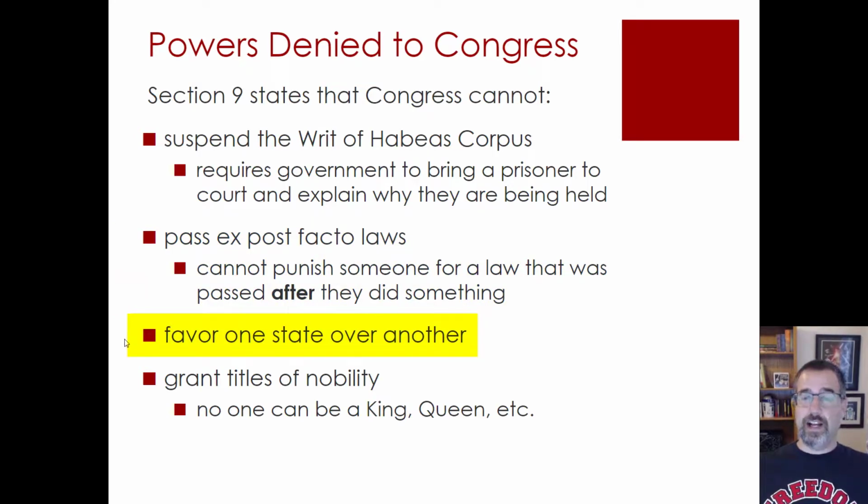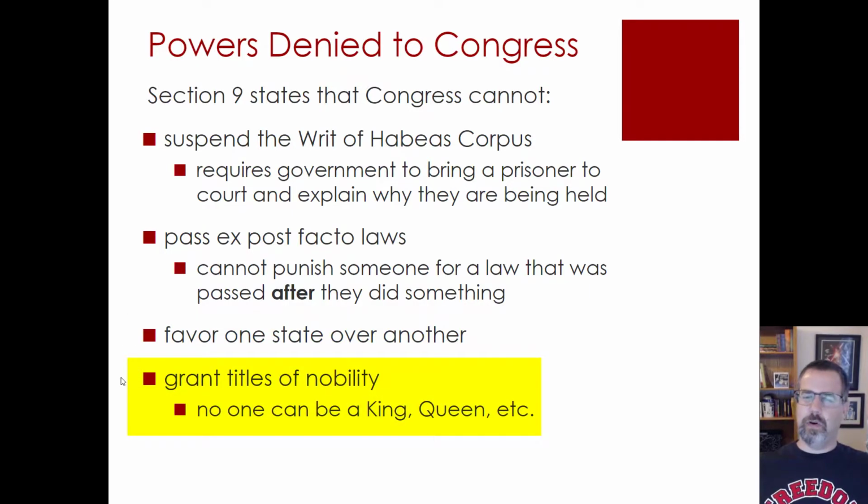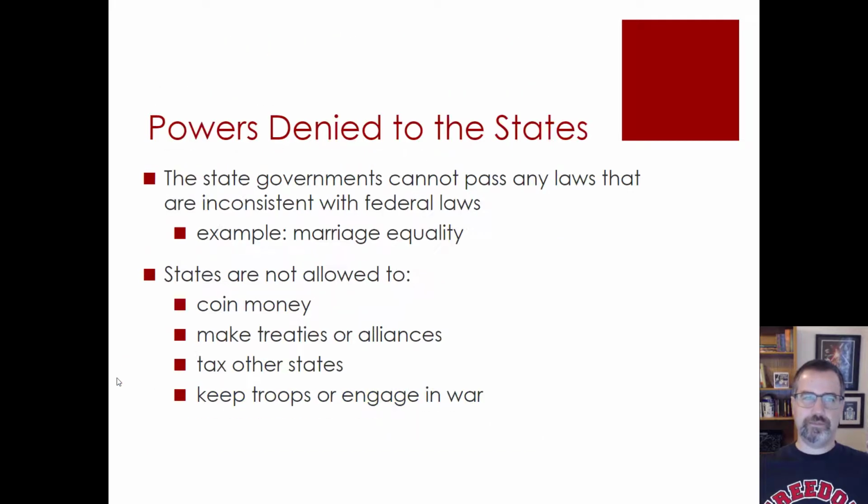The Congress cannot favor one state over the other, so they are to treat all the states equally. And then the last part, and this was more important during the colonial time period, remember we didn't want to have kings or queens. We were getting away from that system in Great Britain, so the Congress cannot grant titles of nobility.